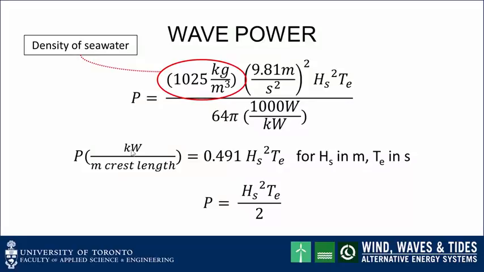Power in kilowatts per meter of crest length is 0.491 times h sub s squared times the energy period, where the units are h sub s in meters and T sub E in seconds. This formula is often simply rounded to 0.5 and written in a very simple fashion: power is simply h sub s squared times T sub E divided by 2. So a very useful formula.